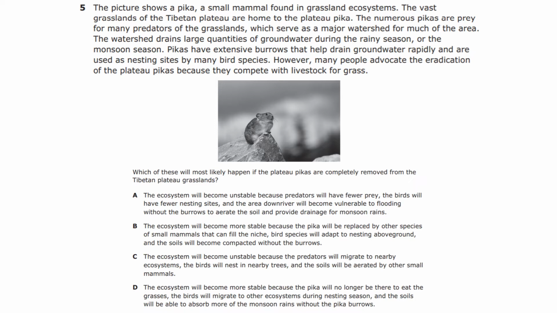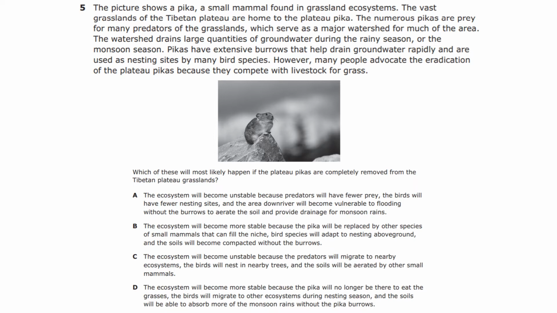So let's look and see what it says with regard to A and C. So C says the ecosystem will become unstable because the predators will migrate to nearby ecosystems, the birds will nest in nearby trees, and the soils will be aerated, which means they'll be kept from becoming compacted by other small mammals. Well, there weren't any other mammals mentioned in this. It says this is a grassland, so that would not mean that there are nearby trees. And the predators would migrate to nearby ecosystems. Well, they might or they might not.